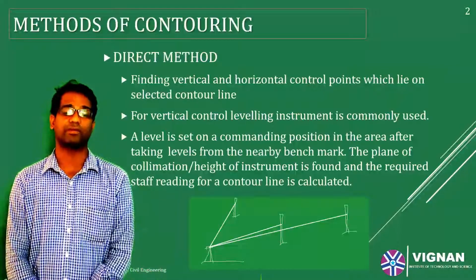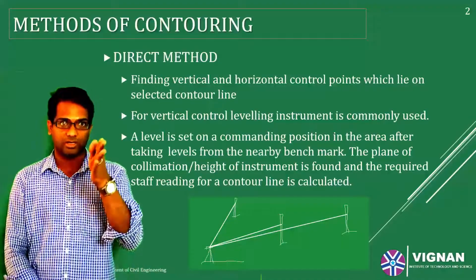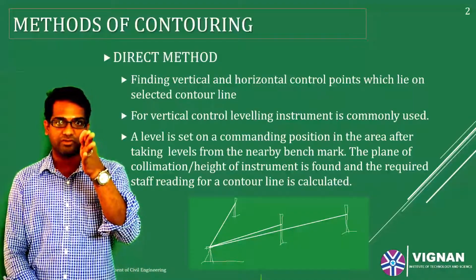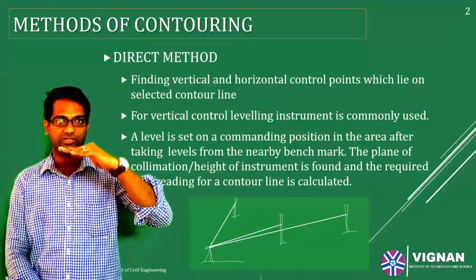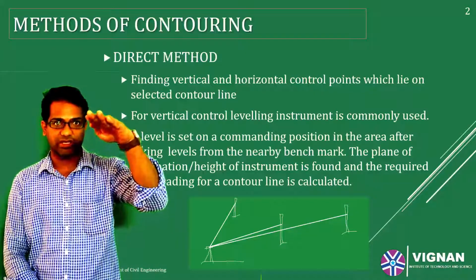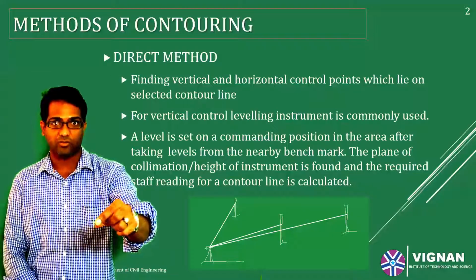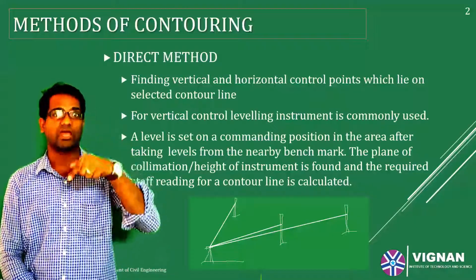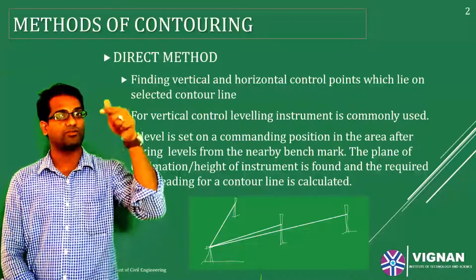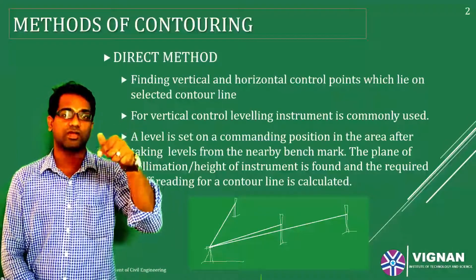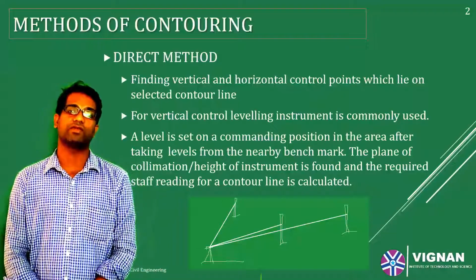Imagine you have set up a dumpy level and you are looking through it and noting down the reading of the staff on a given ground point. Once you know the height of instrument, when you deduct the staff reading, you will get the reduced level of the ground with reference to the benchmark in which the height of instrument is calculated.